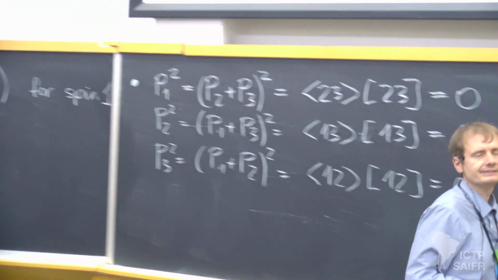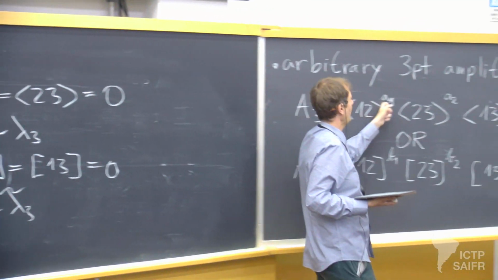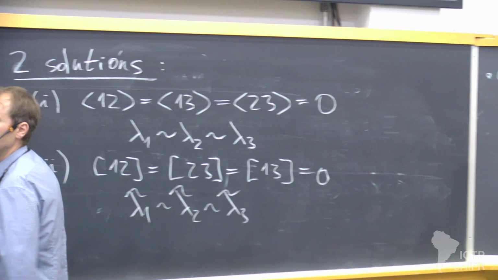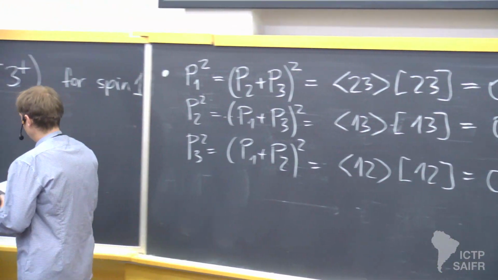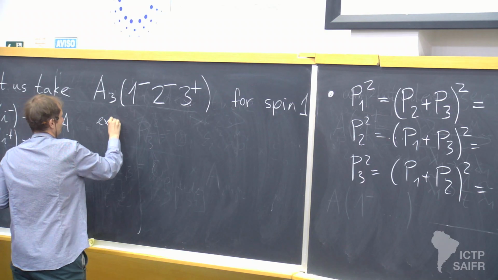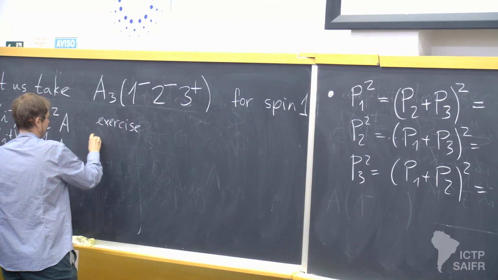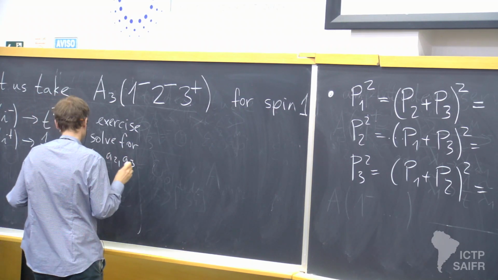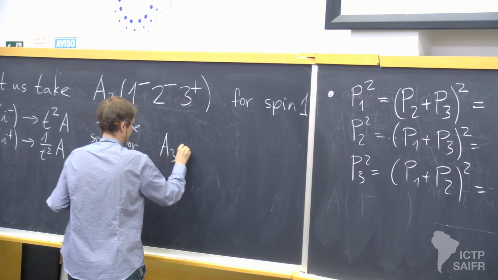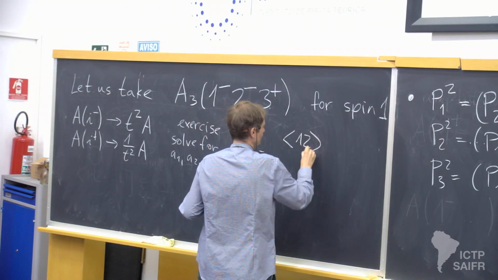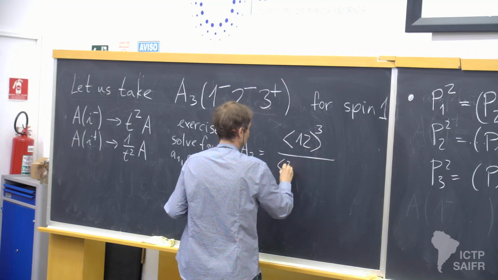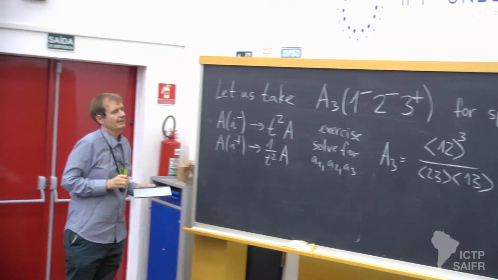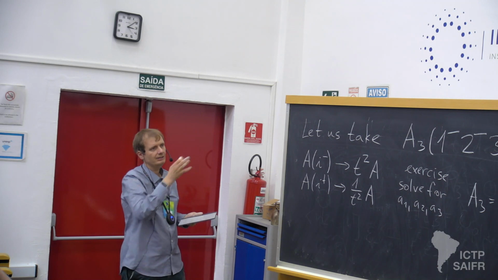So we do the first case, and we write 3 equations for 3 unknowns, a1, a2, and a3. For each particle, we get 1 equation, and we solve for a1, a2, and a3. So this is an exercise. I will just write the result. So solve for a1, a2, and a3. And the solution looks like this: 1,2 cubed over 2,3 times 1,3. That's if the first case was true, so all the lambda tildes were proportional.